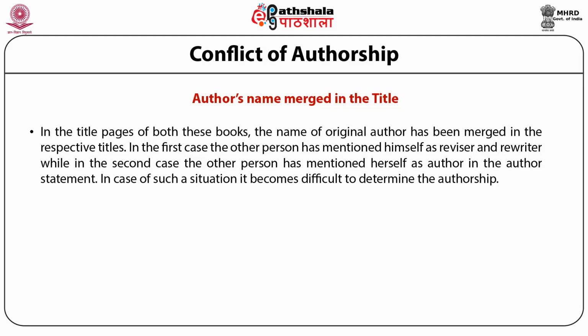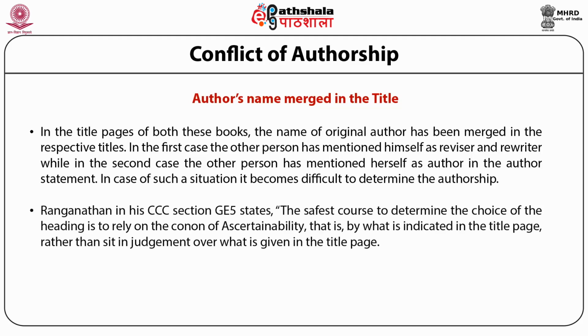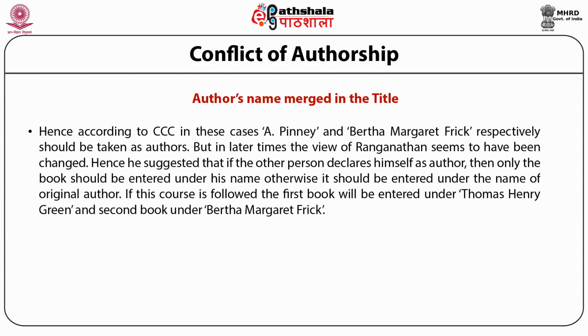In case of such a situation, it becomes difficult to determine the authorship. Ranganathan, in his CCC under section G5, states, the safest course to determine the choice of heading is to rely on the canon of ascertainability, that is, by what is indicated in the title page, rather than sit in judgment over what is given in the title page. Hence, according to CCC, in these cases, A. Pinne and Bertha Margaret Frick, respectively, should be taken as authors.